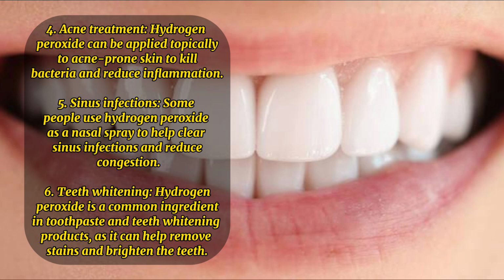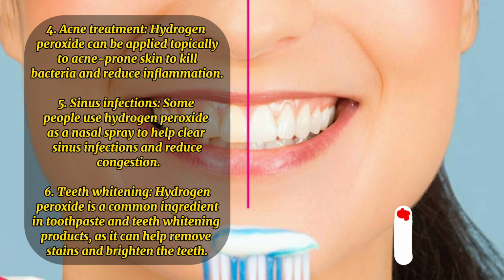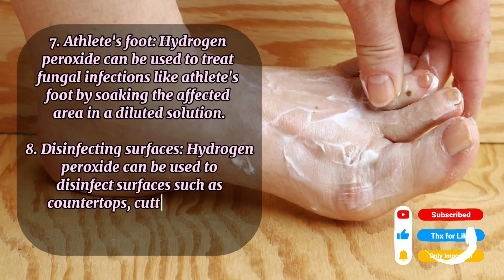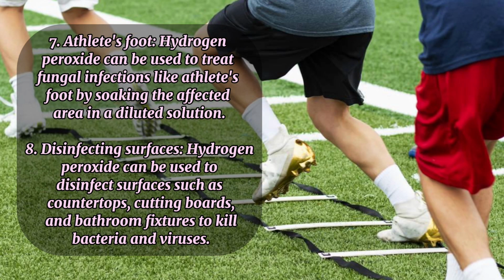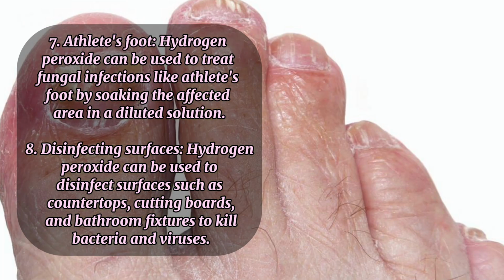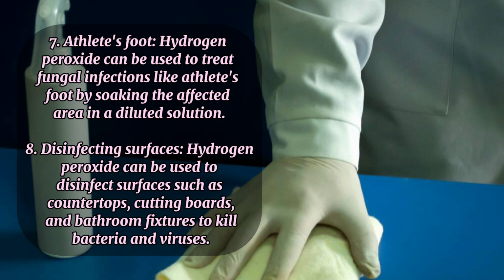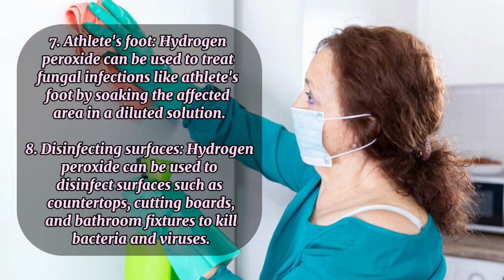6. Teeth whitening. Hydrogen peroxide is a common ingredient in toothpaste and teeth whitening products as it can help remove stains and brighten the teeth. 7. Athlete's foot. Hydrogen peroxide can be used to treat fungal infections like athlete's foot by soaking the affected area in a diluted solution. 8. Disinfecting surfaces. Hydrogen peroxide can be used to disinfect surfaces such as countertops, cutting boards, and bathroom fixtures to kill bacteria and viruses.